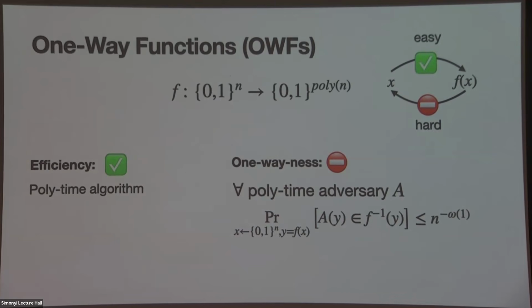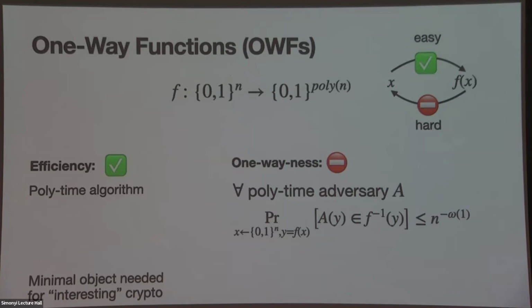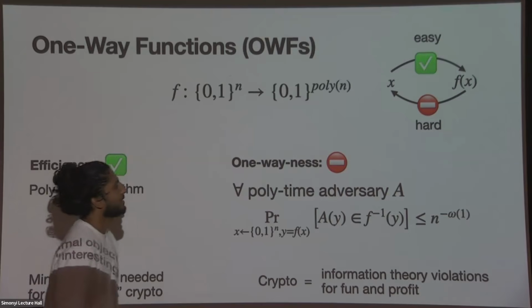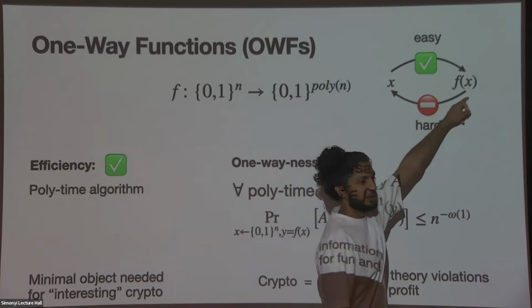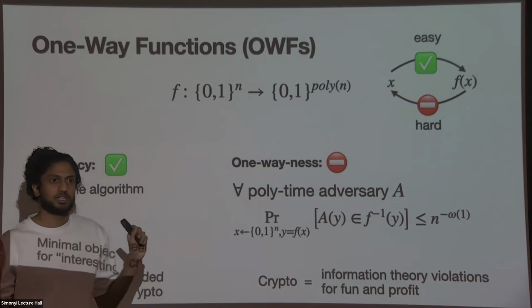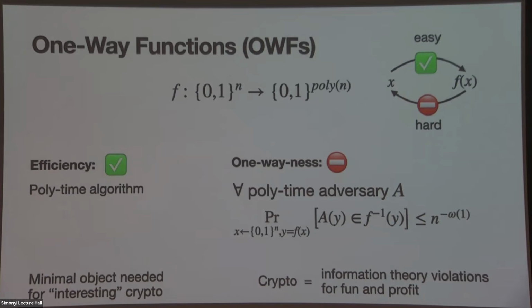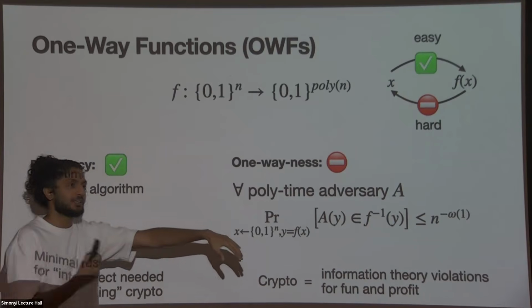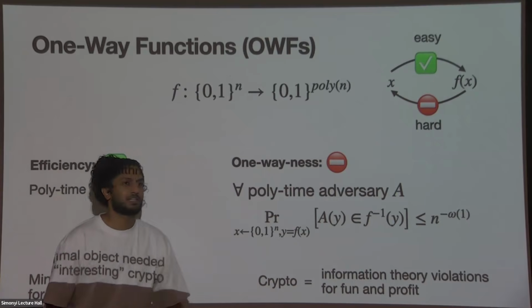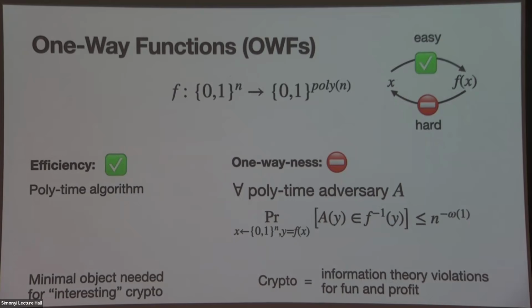It turns out this is kind of the minimal object needed for interesting crypto. Interestingly, information theoretically, if you can compute something in the forward direction, you can reverse it, at least if you don't care about getting exactly the same preimage, but just a preimage. In some sense, a one-way function existing is a violation of an information theoretic idea. You can think of crypto as a weaponization of the failure of information theory in the computational setting, and you can use it for fun and profit.